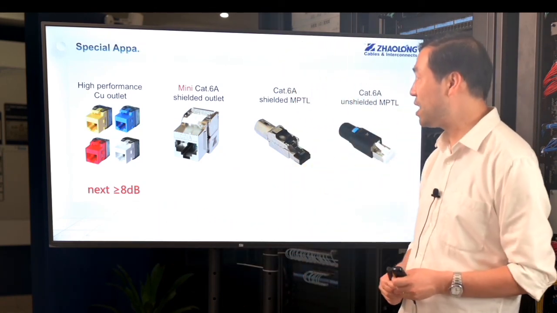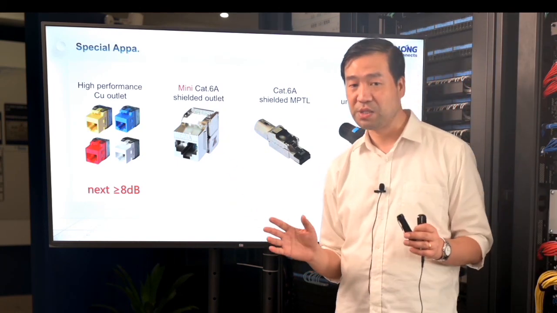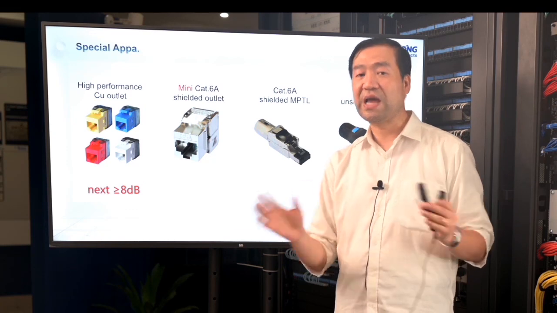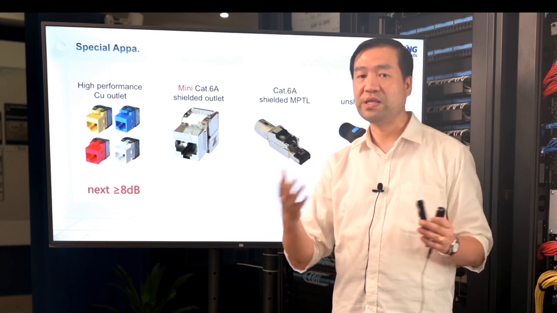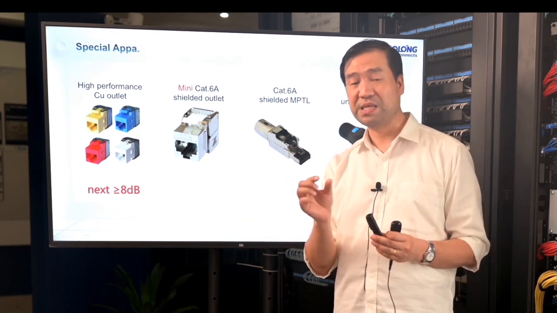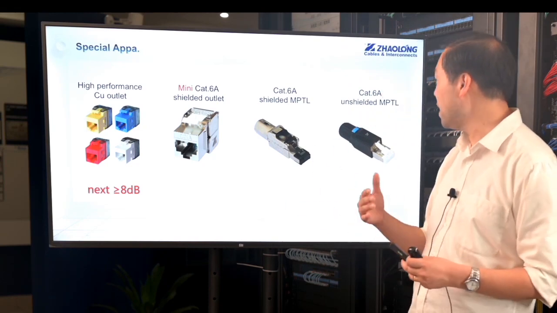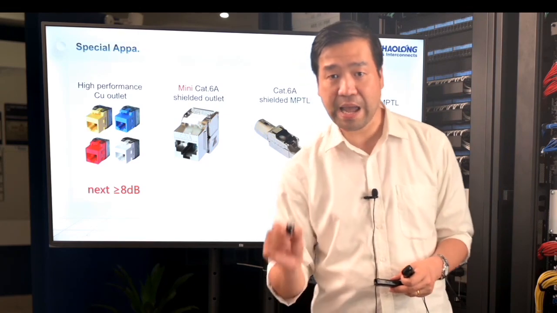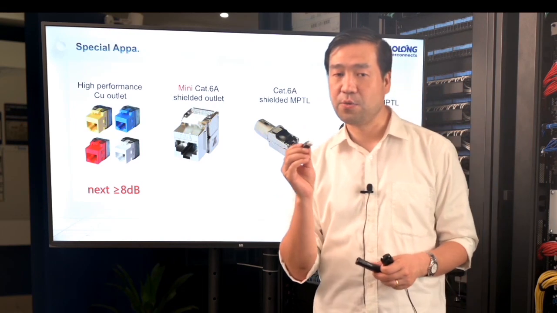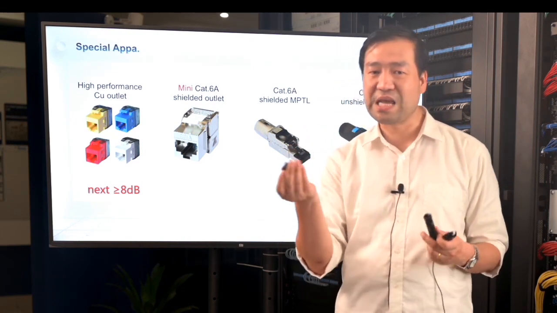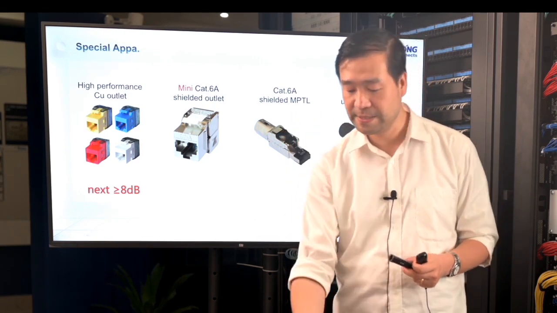The second one is we have the mini size Cat6A shared outlet. The mini size is very interesting because mini size can suitable used everywhere in the traditional faceplate, in a surface box, in the ceiling, or anyway. Yeah, but because this mini size, so that's available. The third and the last one is the Cat6A shield and unshielded NPTL. The stuff in my hand, that's the last one, the unshielded NPTL can direct connection to the camera, wireless AP also in your building. So that's very strong enough to support power over Ethernet.